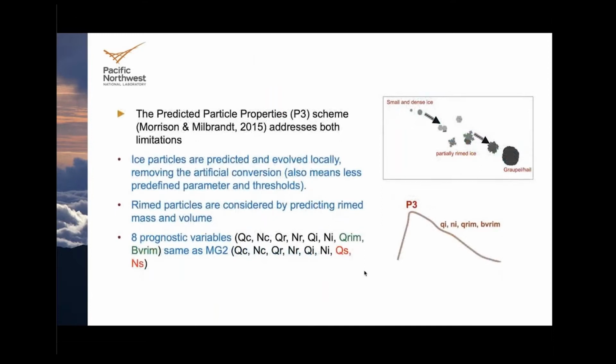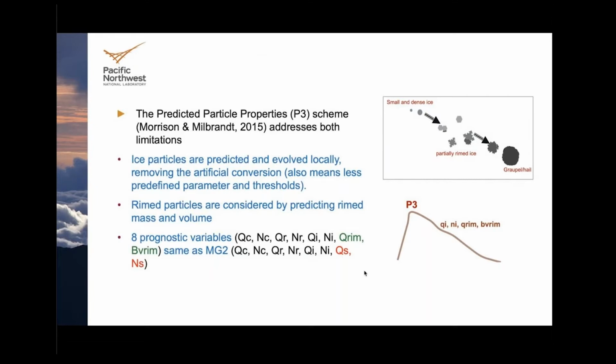The Predicted Particle Properties scheme, P3, was developed by Morrison and Milbrandt in 2015. This was the initial publication, and there are a few follow-ups for different developments. This one can address both limitations. The ice particles are predicted, evolving locally from small dense ice to partially rimed ice to graupel and hail, which is fully rimed. So we don't have this artificial conversion.